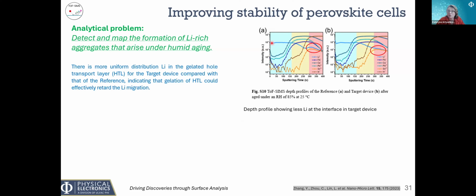And we have lithium layers, so the blue trace is the lithium that was deposited on top of the perovskite device. And they followed the lithium evolution in the perovskite device on top of tin oxide layer. So you can see that in the reference, there is a not as uniform concentration of lithium on this interface as in the target device. So this lithium is really distributed much more uniformly in the target device. And they explain that by gelation of this hole transport layer, HTL, that limits, retards lithium migration.